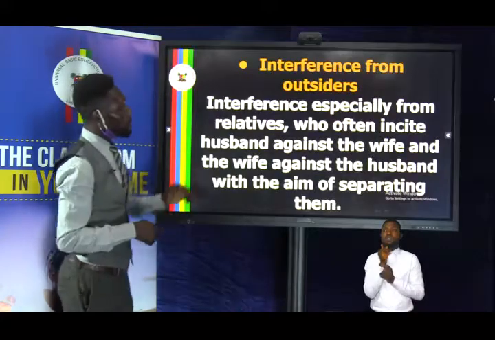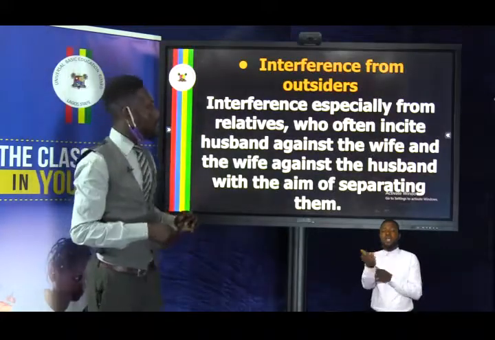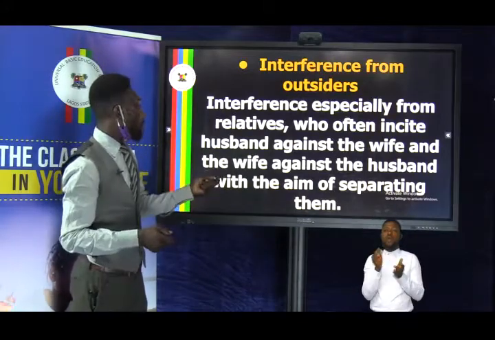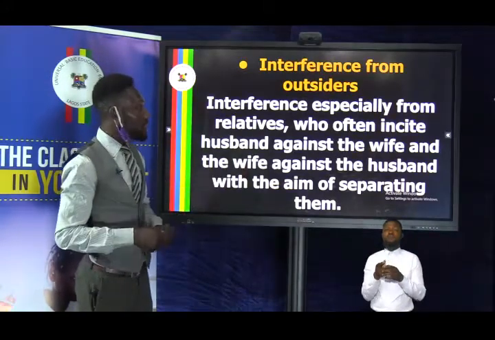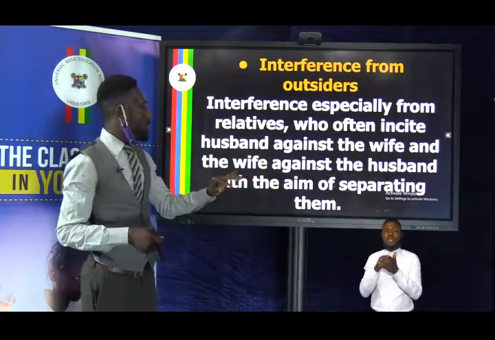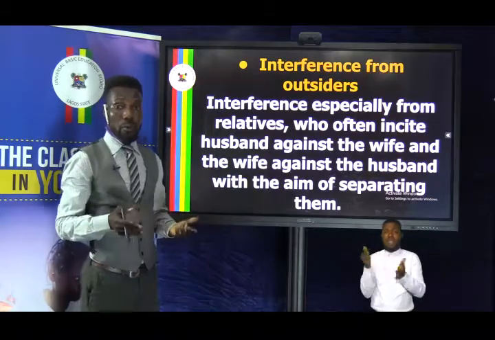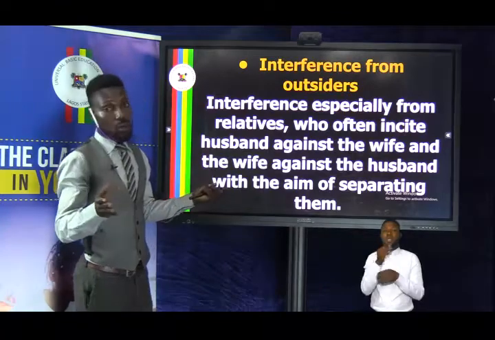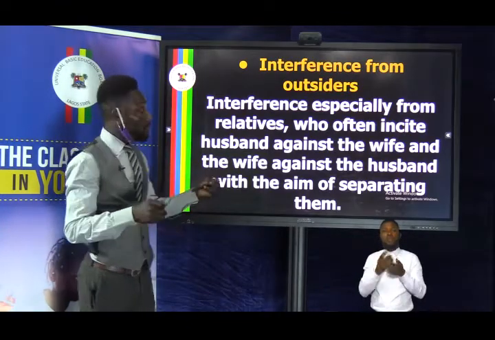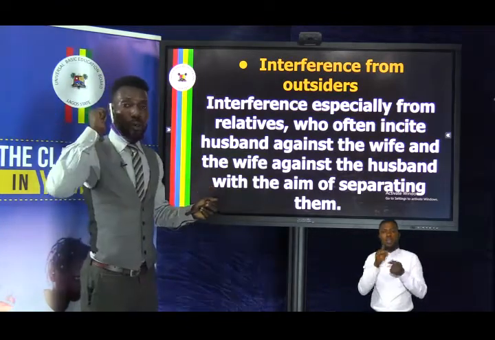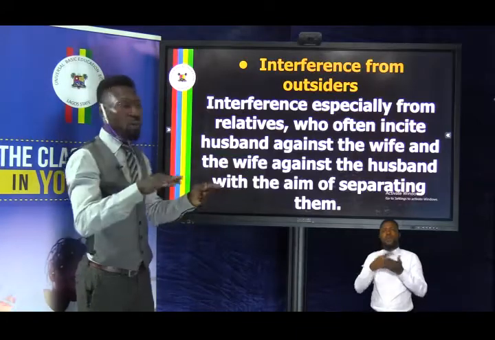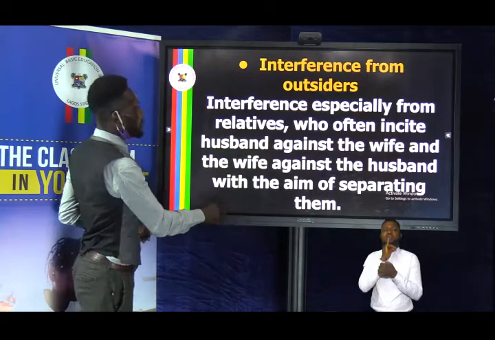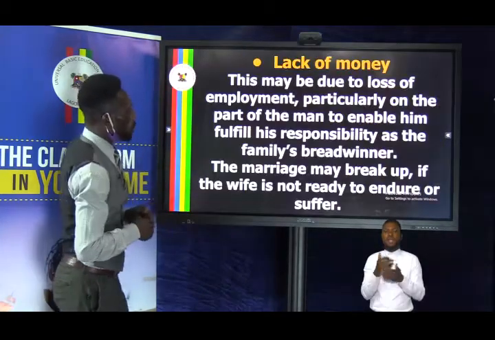Next one is interference from outsiders. Interference, especially from the relatives, who often incite the husband against the wife and the wife against the husband with the aim of separating them. If they allow interference from outsiders, it could lead to marital failure, because they allow somebody to tell the husband or the wife what to do. It could cause a problem.